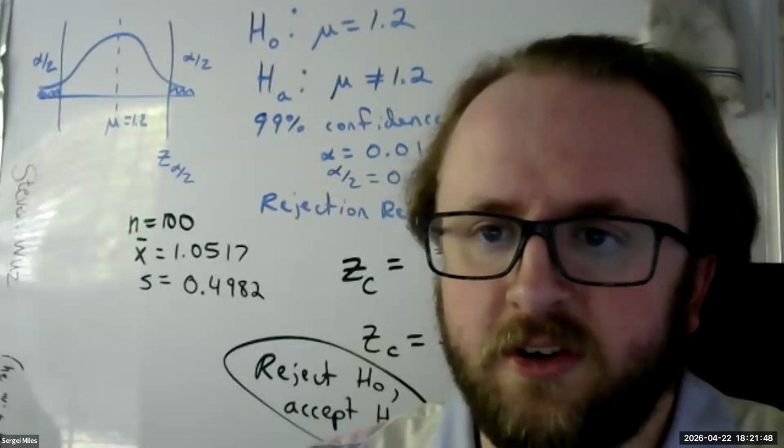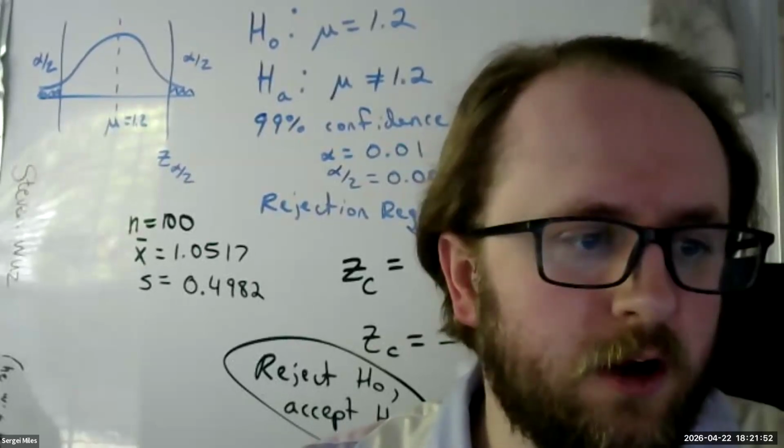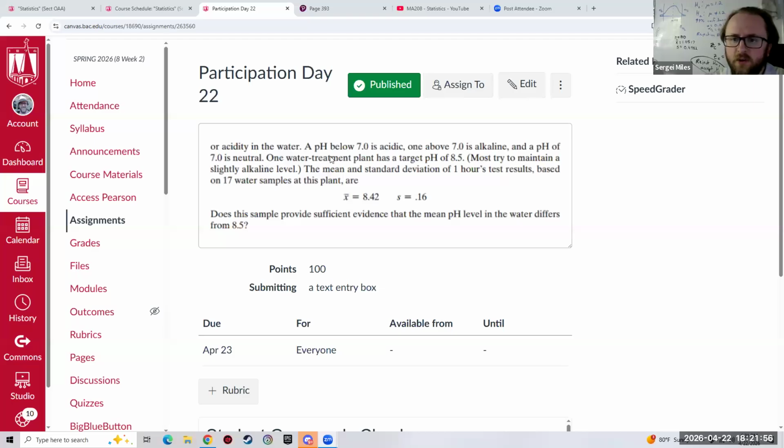Let me share my screen here. Sharing my screen, okay. So a pH below 7 is acidic, if we're talking about chemistry, all right? A pH which is above 7 is alkaline, and a pH of 7 is considered neutral.